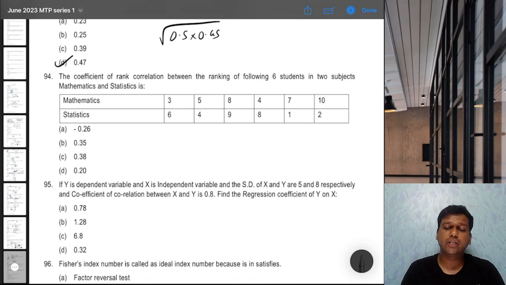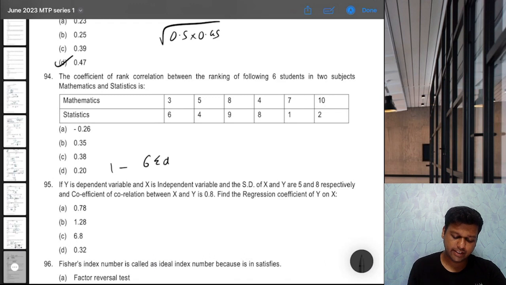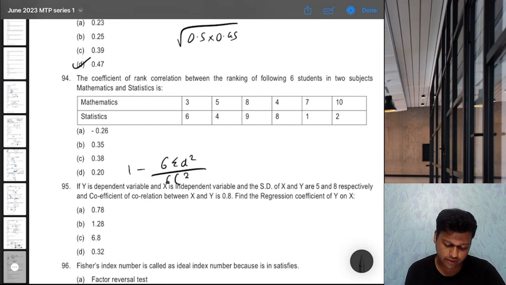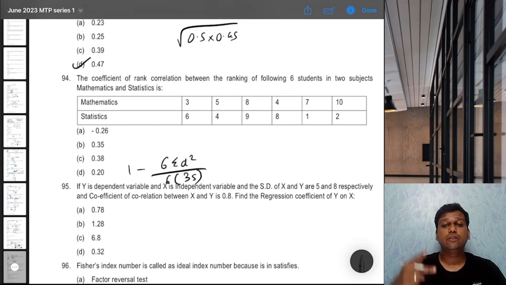Coefficient of rank correlation between ranking of the following 6 students in 2 subjects, maths and stats, is. This is the only question where there is some lengthy calculation, not too much, but still some. First of all, what is the formula of rank correlation coefficient? 1 minus 6 summation d square upon n, n square minus 1. N is 6 here, right? So 6 into 6 square minus 1, 36 minus 1 is 35. Okay. What is d square? D is the difference between the ranks, and d square is the square of them.